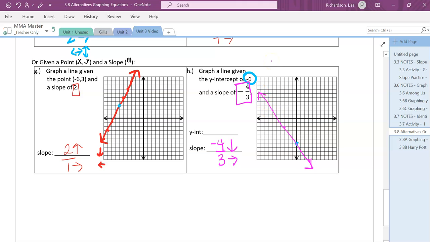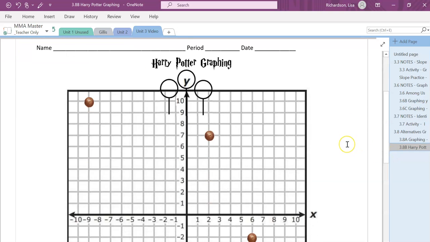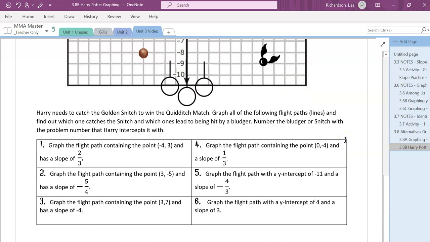So today's assignment is going to be given a point and a slope. So you will have this fabulous Harry Potter graphing, and he needs to catch the snitch. You're going to graph all the following flight paths and find out which one catches the snitch. The rest of them lead to being hit by a bludger. And a bludger is one of these balls that just goes to try to attack the hitter. So one of these is going to hit the snitch, and the rest are going to hit the bludger. So as you graph them, you're going to number them.